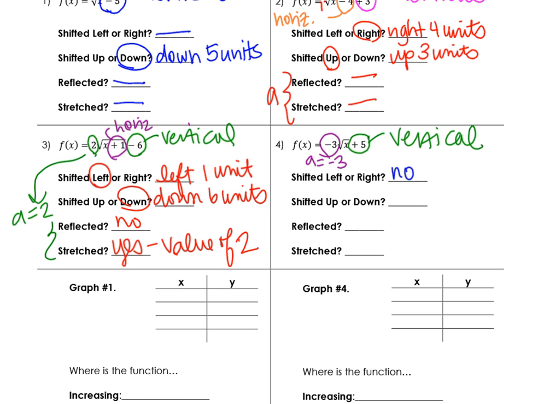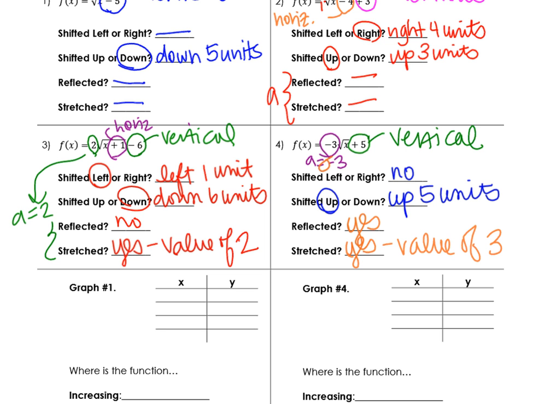A slash means no. There's nothing on the inside. It is just the square root of x. So we're not shifting left or right. From our vertical shift, we're moving up 5 units. It is reflected because a is negative. And is it stretched? Yes, by a value of 3.